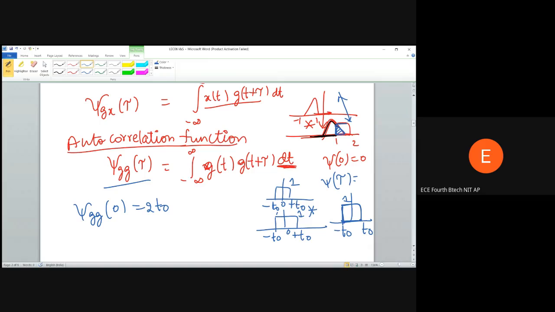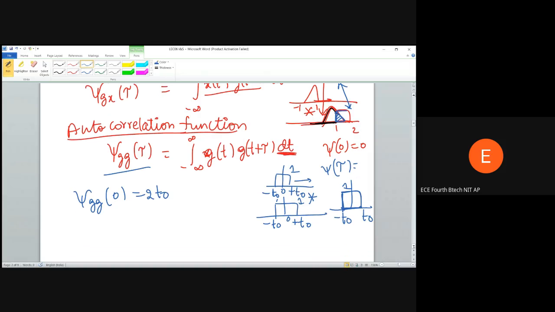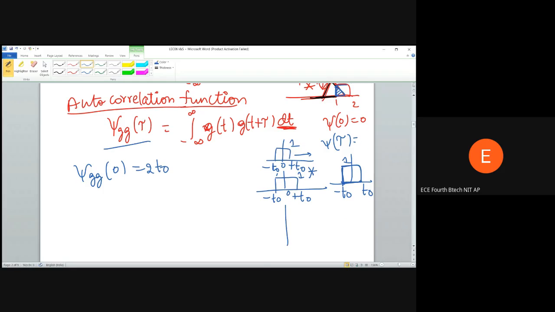Now if I try to move one to the right side, what I mean to say is, at tau equal to 0, you are going to have the maximum value, that is 2 into t naught. Then if I move this to the right side, slowly the overlap region area goes on reducing, and hence the area will slowly reduce like this. And the moment when the shift reaches t naught, both will be disjoint, and hence you'll be getting 0. So here also, at minus t naught, you'll be getting 0.